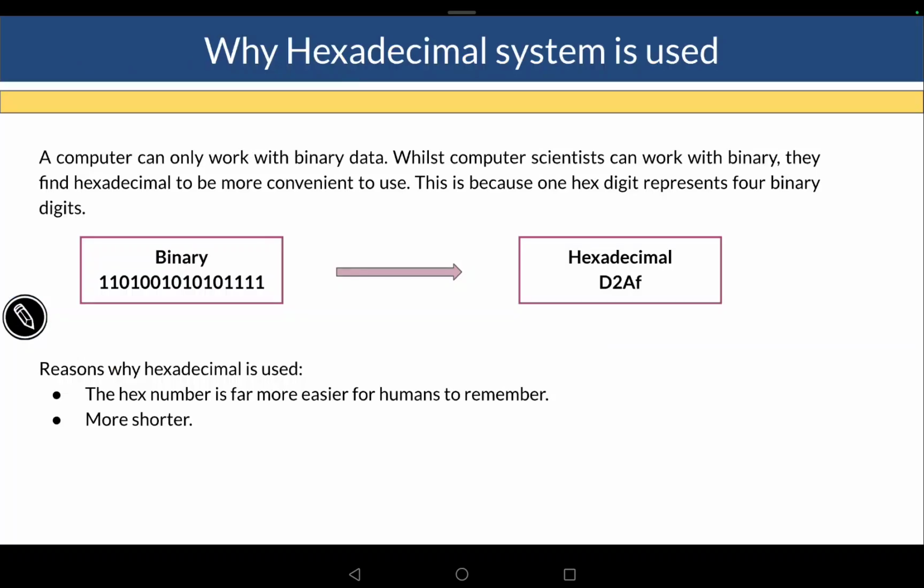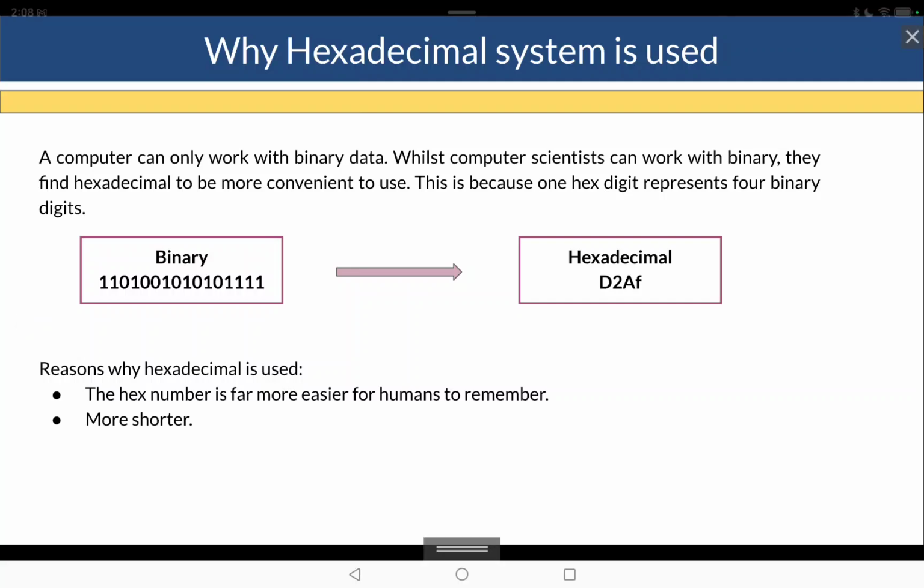Okay, so let's start with why the hexadecimal system is used. Now, we already know that computers understand binary, which is ones and zeros. But imagine that you're trying to read or write a really long binary number like this. Okay, this is very long and it's a bit confusing. It's confusing and difficult to remember.